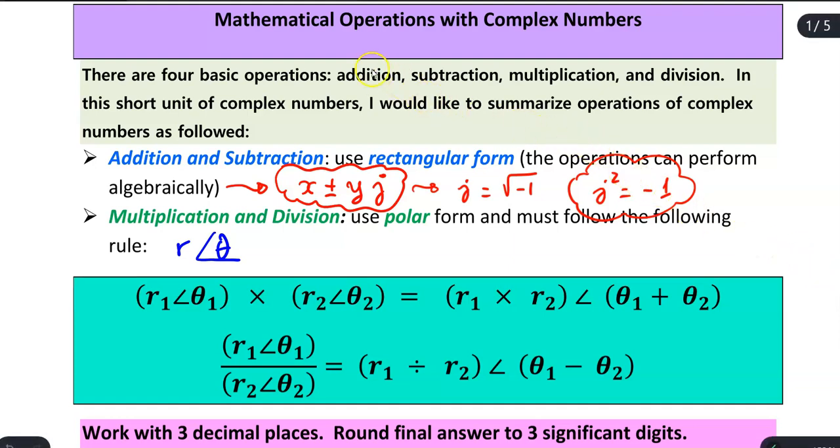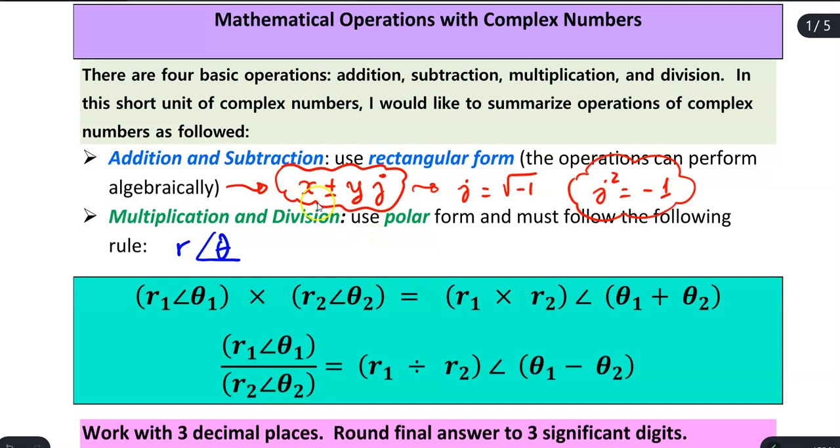Hello everyone. In this video, I would like to go over the 4 basic mathematical operations of complex numbers. The 4 basic operations are addition, subtraction, multiplication, and division. In this video, I will concentrate on the rectangular form of the complex number and also the polar form of complex number. These two forms relate to the operations that we are going to work with.